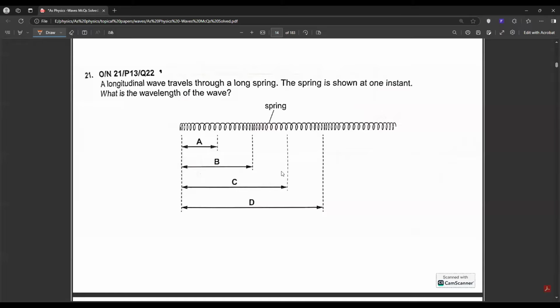Let's see this. A longitudinal wave travels along a long spring. The spring is shown at one instant. What is the wavelength of the wave? Okay, we have to calculate the wavelength of the wave. So wavelength of a wave for a longitudinal wave is what? From rarefaction to rarefaction is also a wavelength. From compression to compression is also a wavelength. Here, if you analyze option B, you are going from a compression to a compression. That is your lambda. Simple as that, nothing complicated here. Perfect. Let's further move ahead.